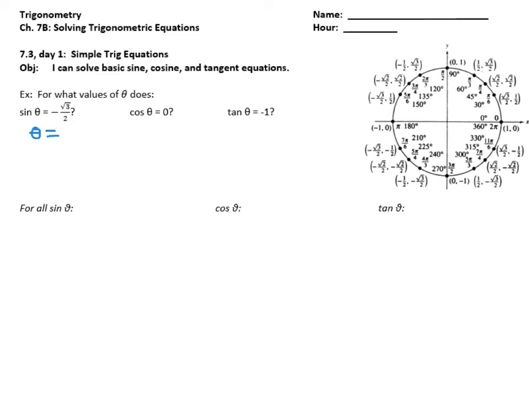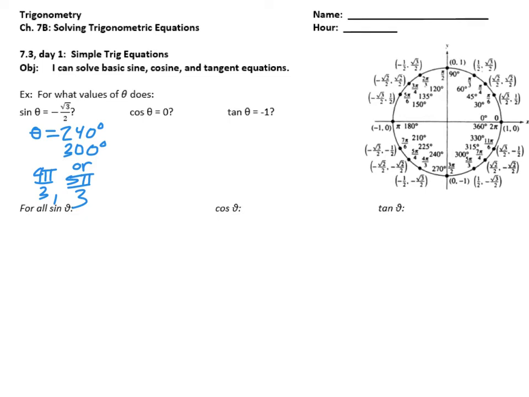Okay, sine of theta is negative square root 3 over 2. Okay, where on the unit circle does that happen? If you were to check it, you would see 240 degrees and 300 degrees. If you want to go radians, 4 pi over 3 and 5 pi over 3.